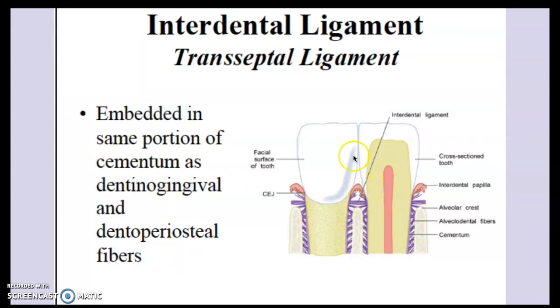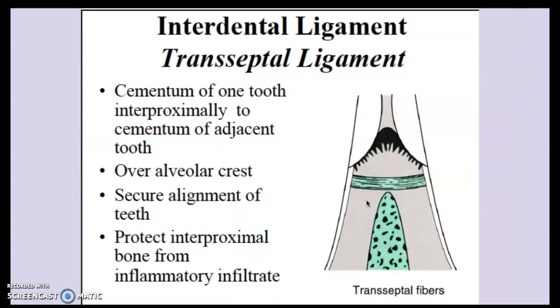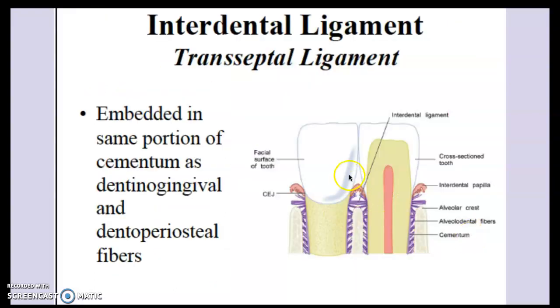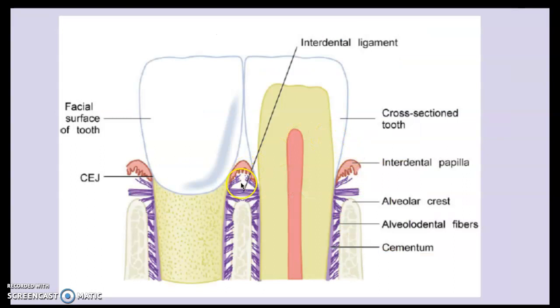So here's the interdental ligament. Inter means between, dental teeth, so in between teeth. Here's the ligament, and it protects that interproximal space, like it says here, from inflammatory things. So it's right in between the teeth, interdental. There's right here, interdental ligament. And you go straight across.